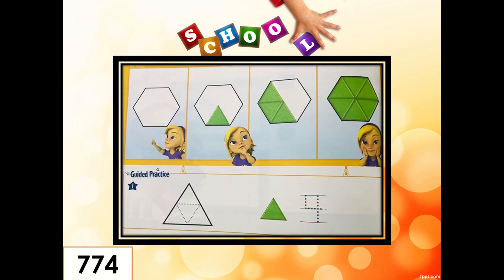Next, on this page KG, as what we did a while ago, we have here different pattern blocks. For number 1, we have this triangle. Now, we will cover this figure with this pattern block. We will count how many pattern blocks we use to cover up this figure. Let us try number 1. 1, 2, 3, 4. How many pattern blocks? Yes, it's 4. Then write the answer here.